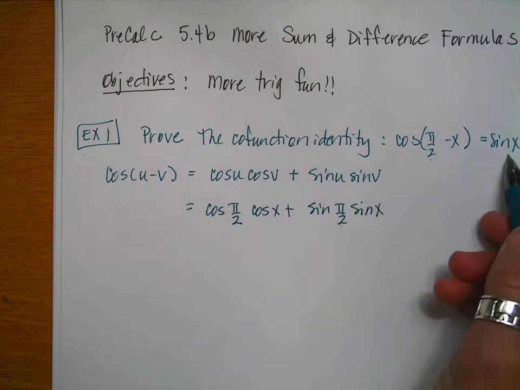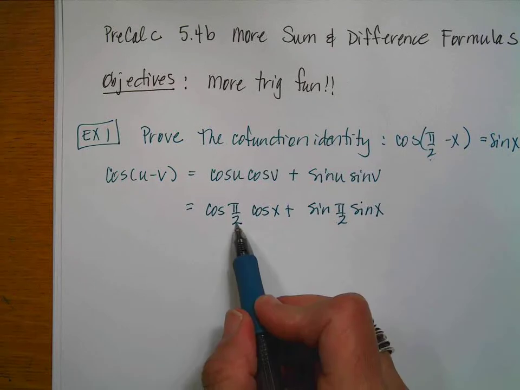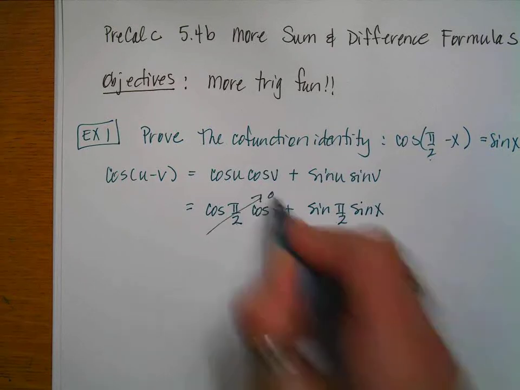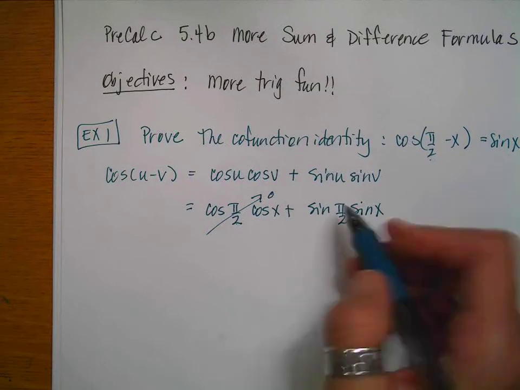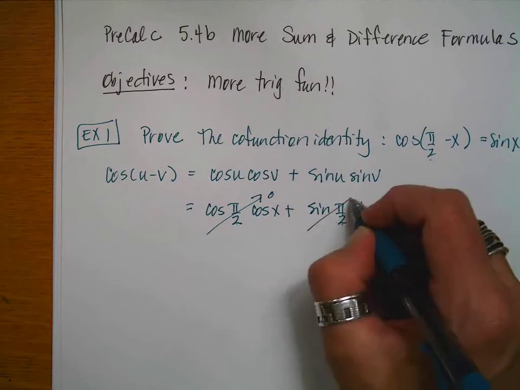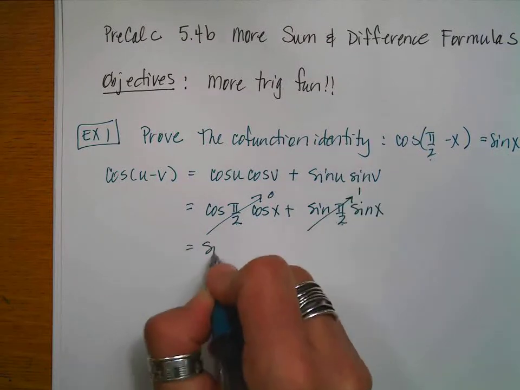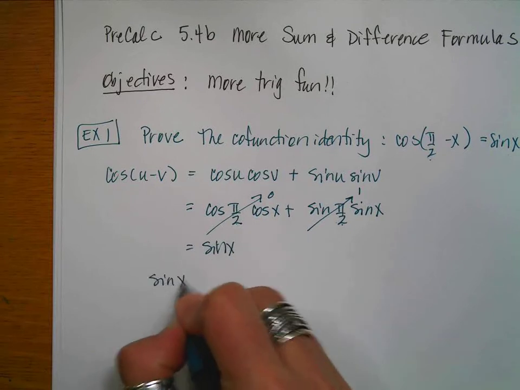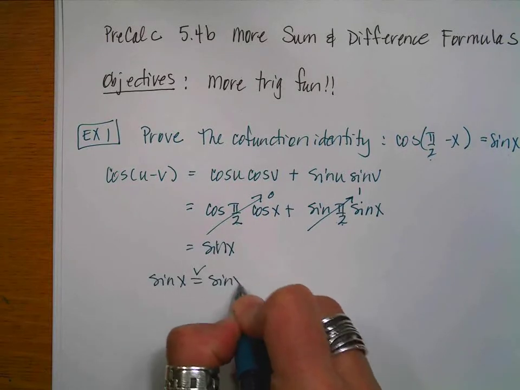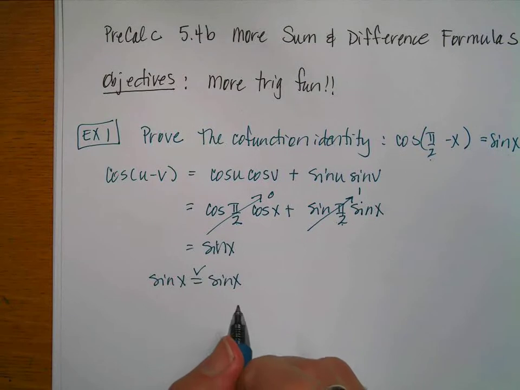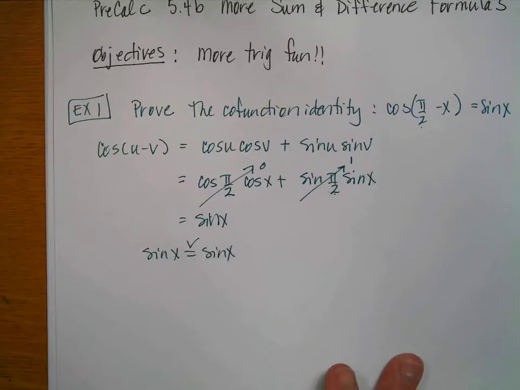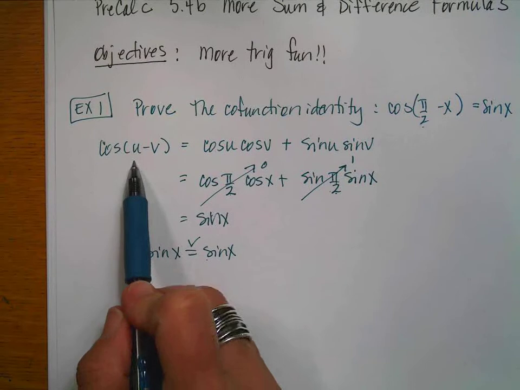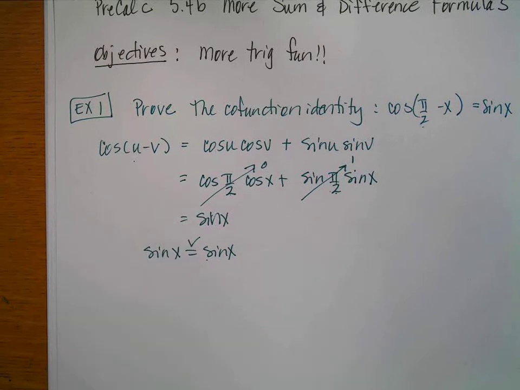And I want to show that this is equal to the right-hand side, so I'm just going to do this math. The cosine of pi over 2 is 0, so that whole piece goes to 0. The sine of pi over 2 is 1, so I get the sine of x. Well, that was pretty easy, so then I get that the sine of x is equal to the sine of x. So then my cofunction identity, pi over 2 minus x, is indeed true, and I did it with the cosine of a sum.